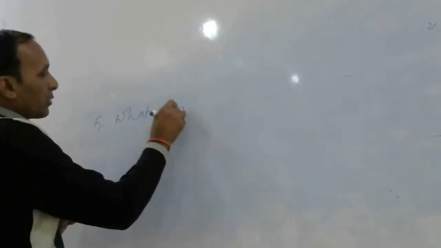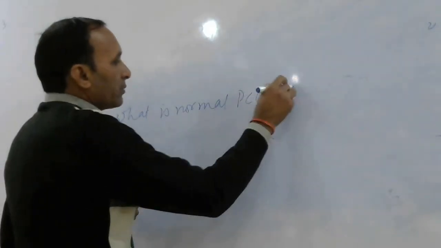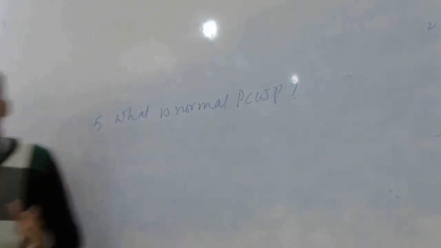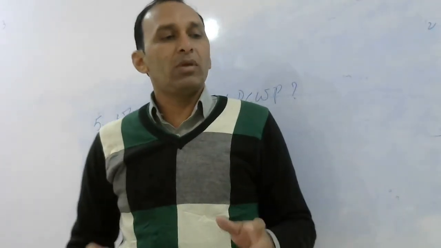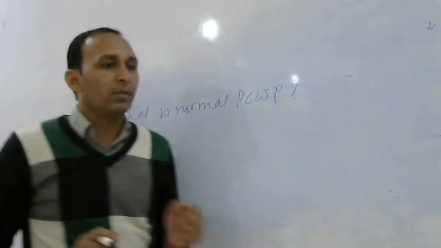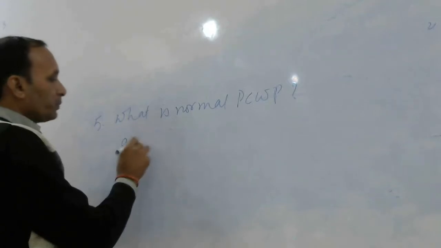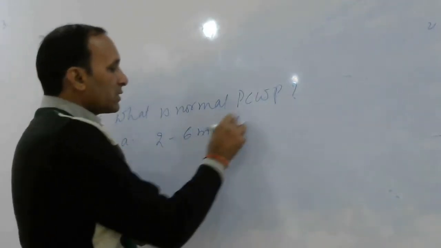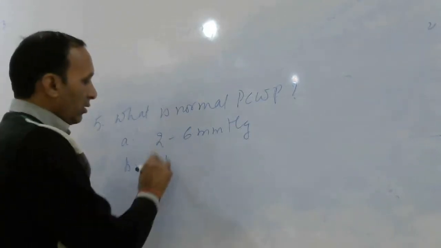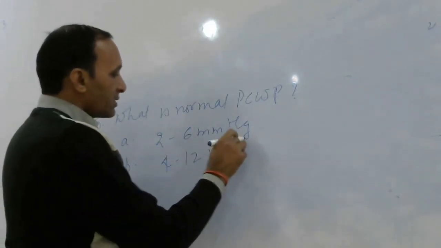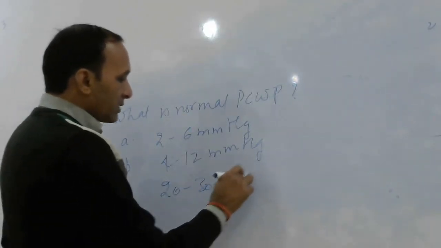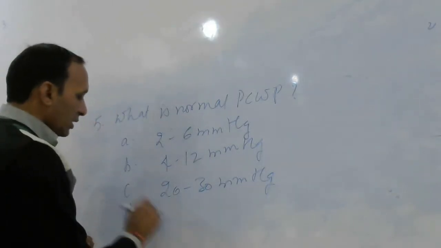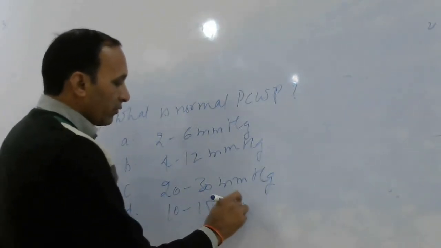Next question. What is normal PCWP? So students, here they are talking about PCWP. PCWP is pulmonary capillary wedge pressure. So normal value of pulmonary capillary wedge pressure they are asking. So A option they have given 2 to 6 mm of Hg. B option they have given 4 to 12 mm of Hg. C option they have given 20 to 30 mm of Hg. And in the D option they have given 10 to 15 mm of Hg.